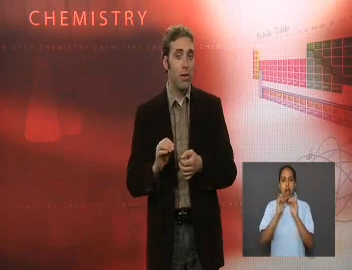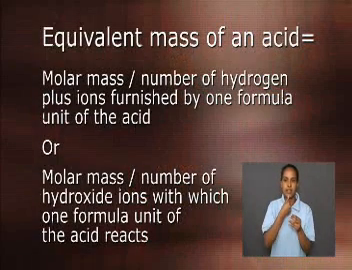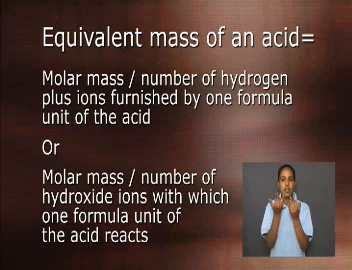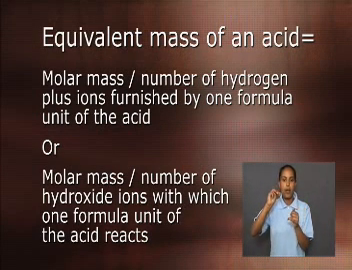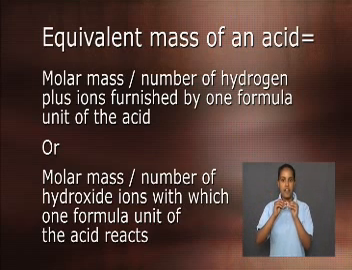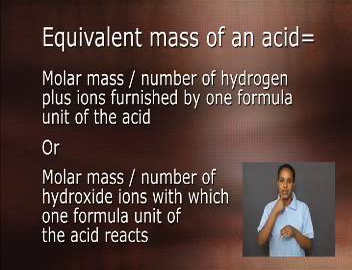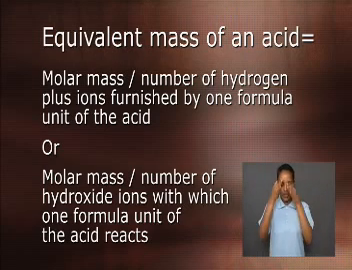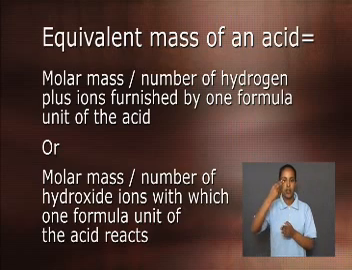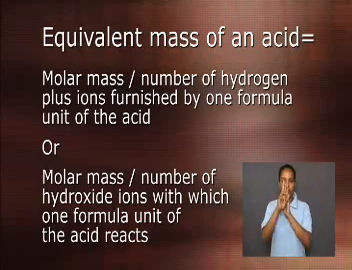How can we determine the equivalent mass of an acid? We can determine its equivalent mass by dividing its molar mass by the number of hydrogen plus ions furnished by 1 formula unit of the acid. It can also be determined by dividing its mass by the number of hydroxide ions with which 1 formula unit of the acid reacts.